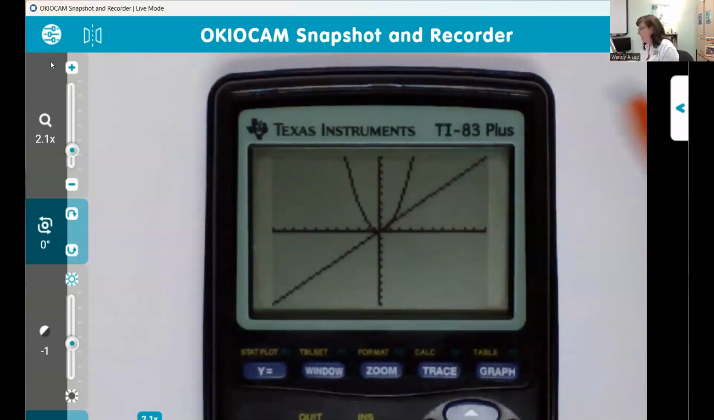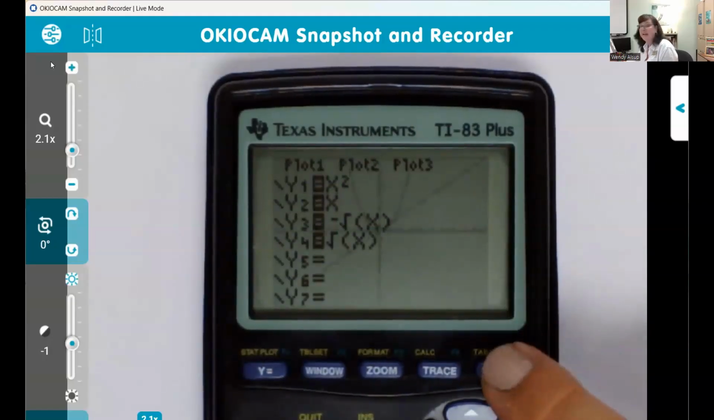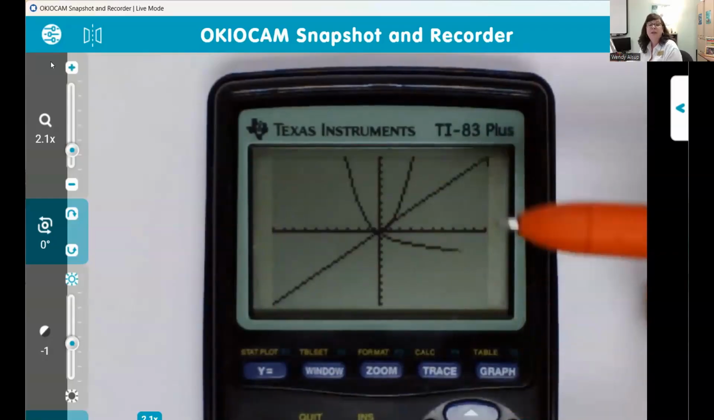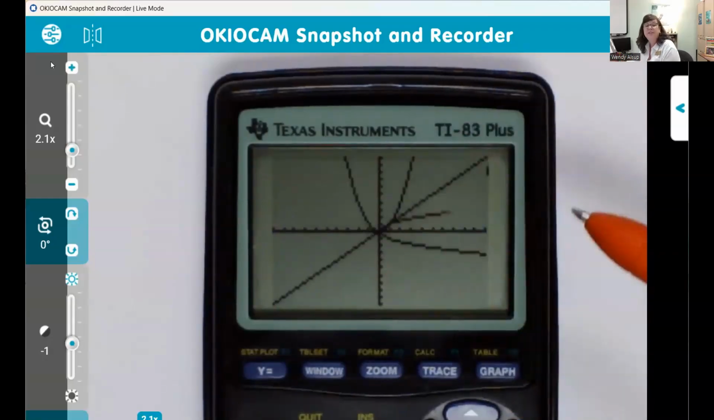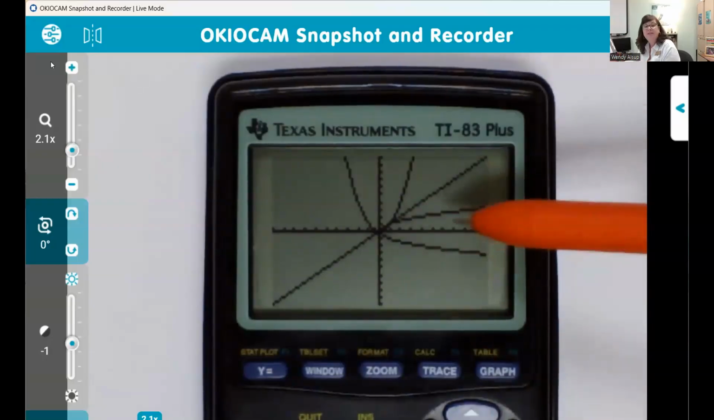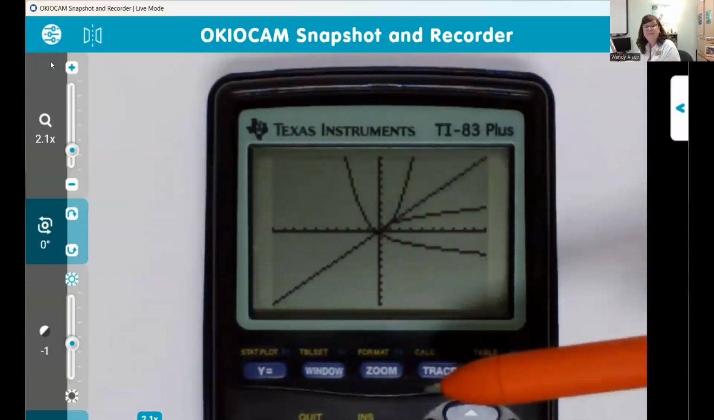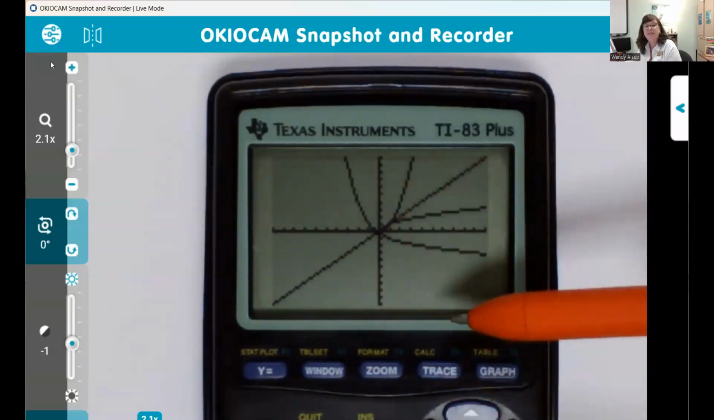Now, I've got this one already entered in my calculator, and I'll show you what this inverse looks like for this basic x squared function. If we flip this across the line y equals x, we get this thing over here. But notice this new graph is not a function. It does not pass the vertical line test.